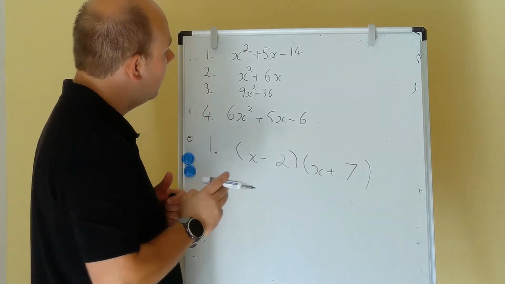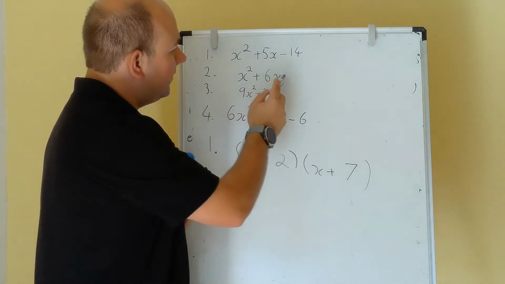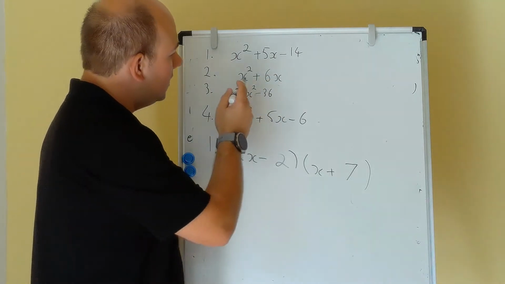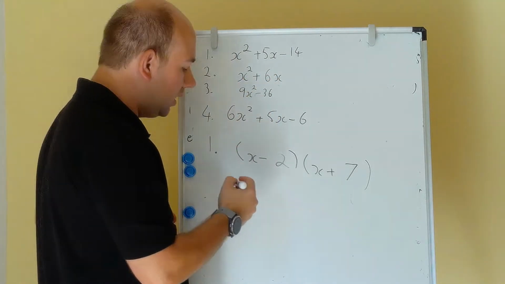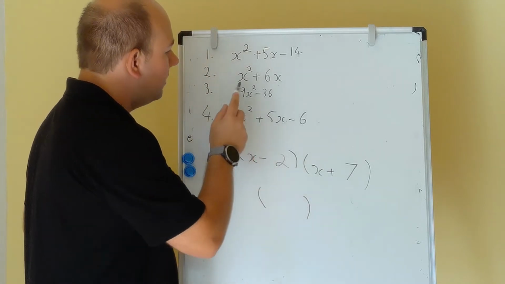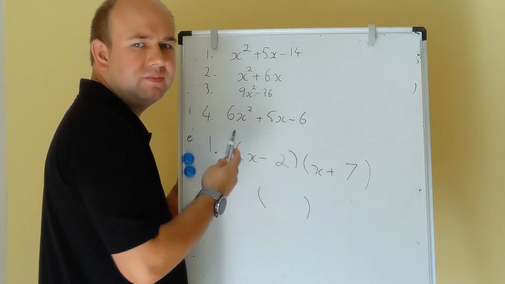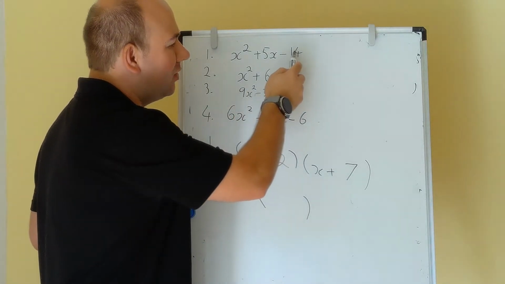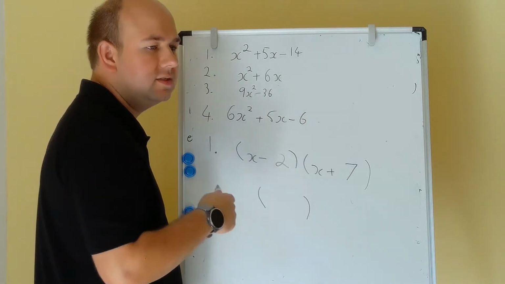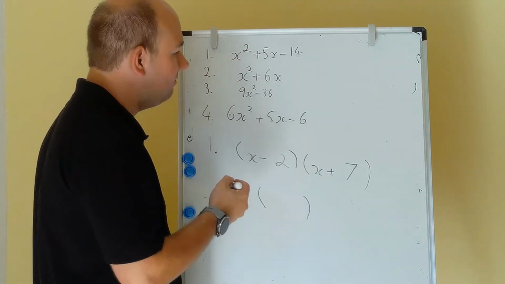Number 2, we have x squared plus 6x. If you notice, we've got no c constant at the end. So in this one, we actually only need to do 1 bracket, because in the first bracket, which we haven't written here, one of the terms is going to be equal to 0. Again, we need to look at numbers that would multiply together to make the c constant, and since our c constant is effectively just 0, one of those numbers is going to be 0.